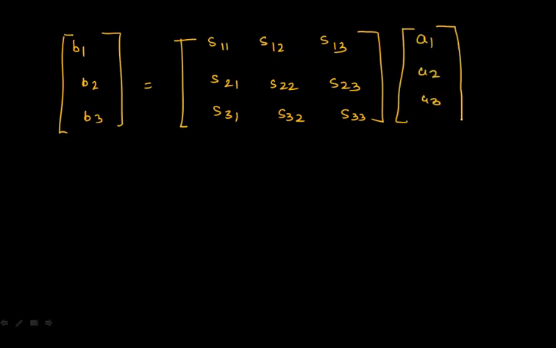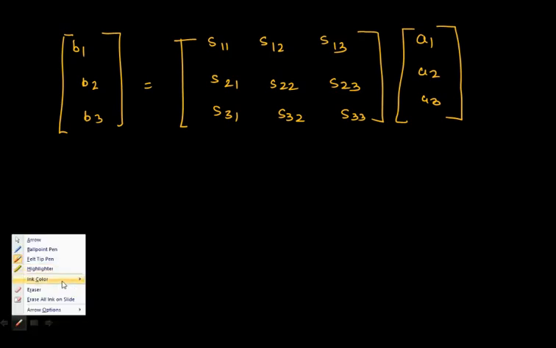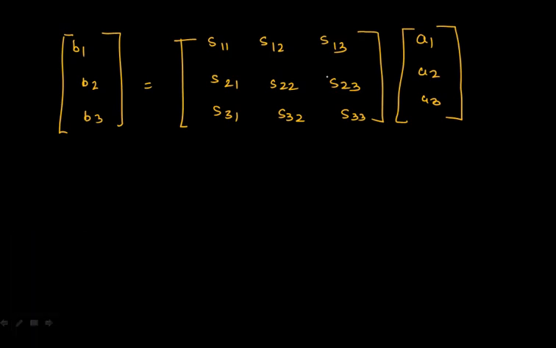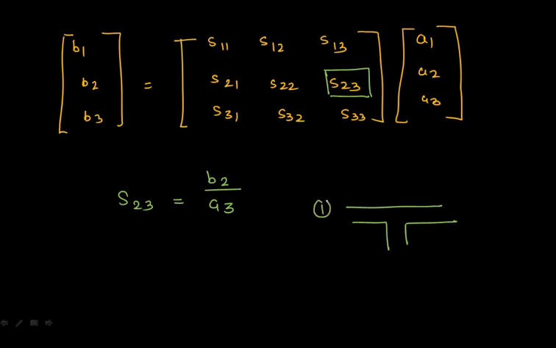Let us take an example of any one scattering coefficient. I will not take S11, S22, S33 because we are ideally assuming that each and every port must be terminated with a matched termination. So I will just take S23. How am I going to calculate that S23 coefficient if I have a three port device? S23 means B2 by A3. Okay, so if I have a three port device, this is my port number 1, this is my port number 2 and this is my port number 3.